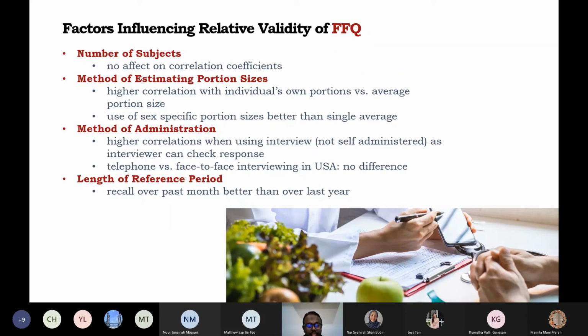The length of reference period might affect the relative validity, where recall over the past month is better than over the last year. So if you do a reference period over the past month, the relative validity will be higher compared to when you do a reference period over the last year.